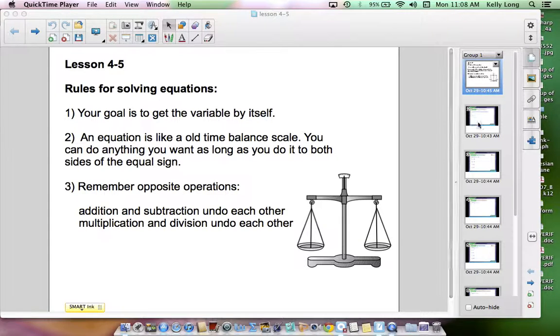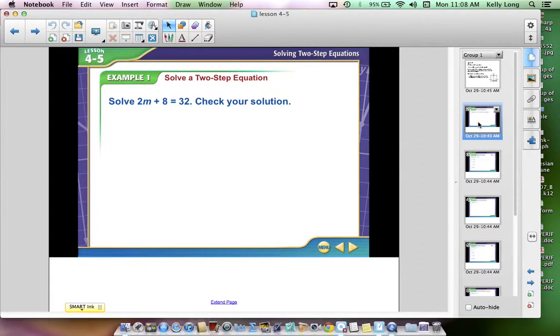Two-step equations. Look at this first one right here. We have the problem 2m plus 8 equals 32. When you have this two-step equation, I've got to look again and see what's attached to my m. I've got times 2 and plus 8. Now your general rule is always going to be to get rid of your addition and your subtraction first.